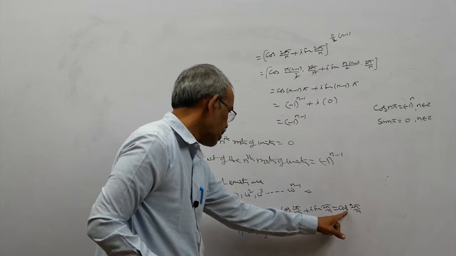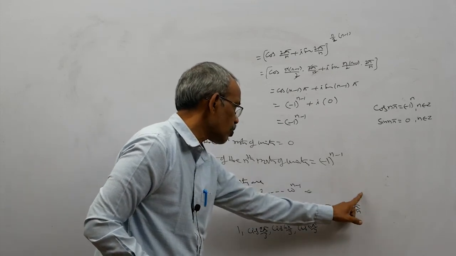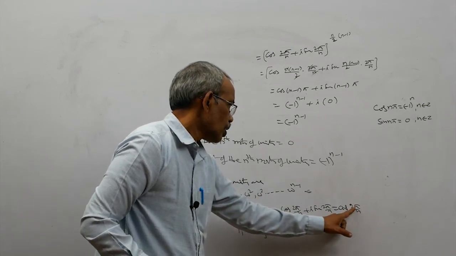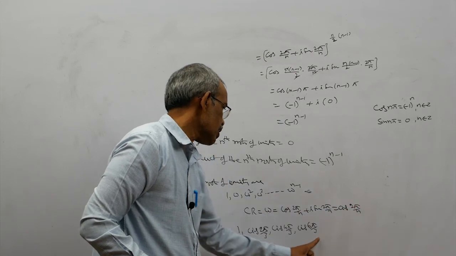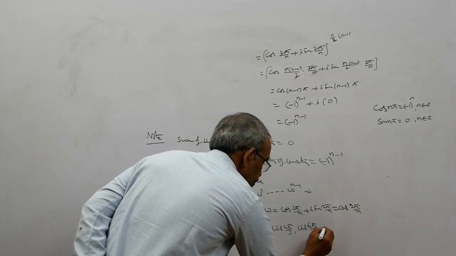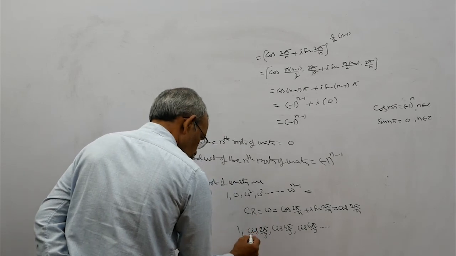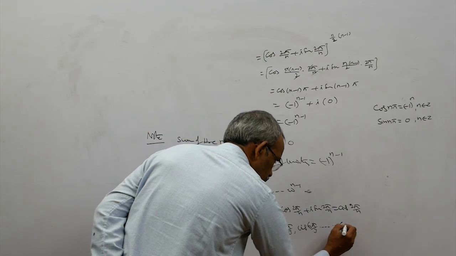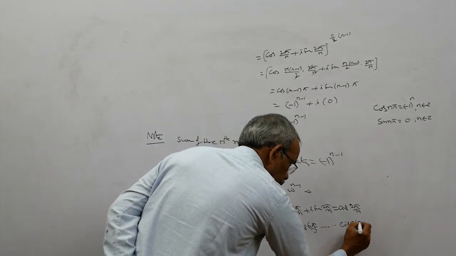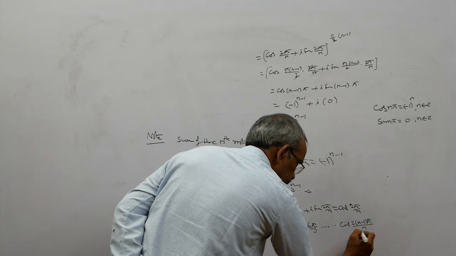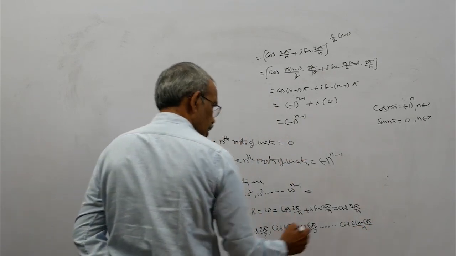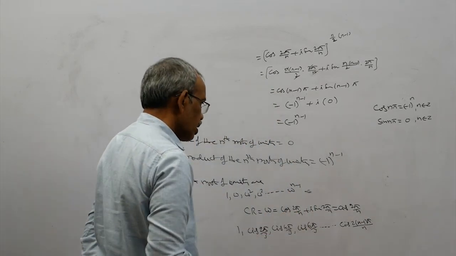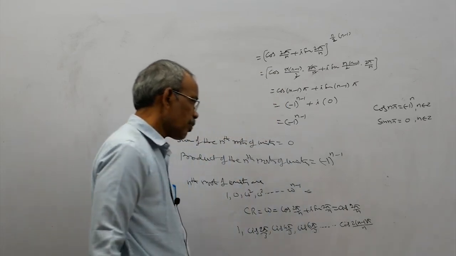Omega is equal to cis 2 pi by n. Omega square is equal to cis 2 pi by n whole square, that is equal to cis 4 pi by n. Omega cube is cis 2 pi by n whole cube, that is equal to cis 6 pi by n, and so on. 1, cis 2 pi by n, cis 4 pi by n, cis 6 pi by n, and so on, up to cis 2 into n minus 1 pi by n. Omega power k is equal to cis 2k pi by n, where k equals 0 to n minus 1.